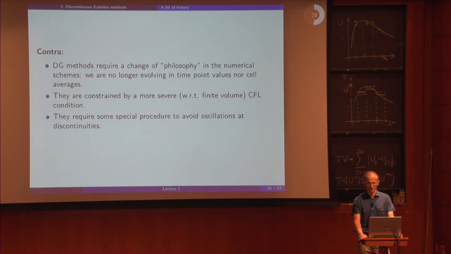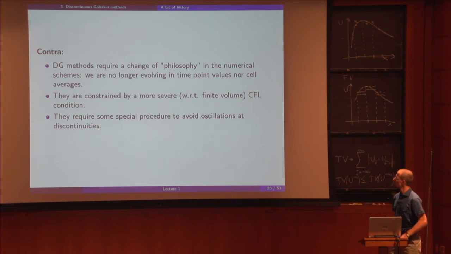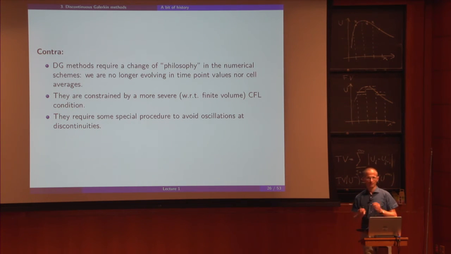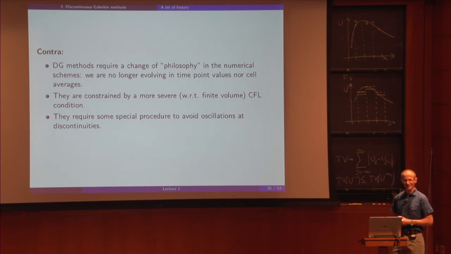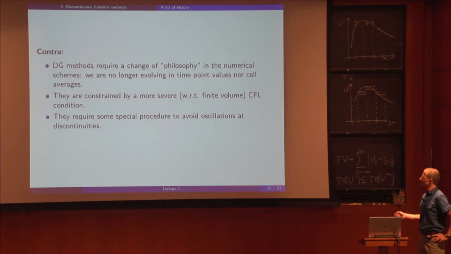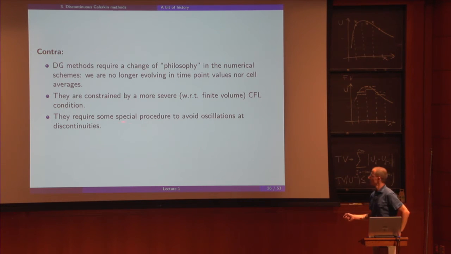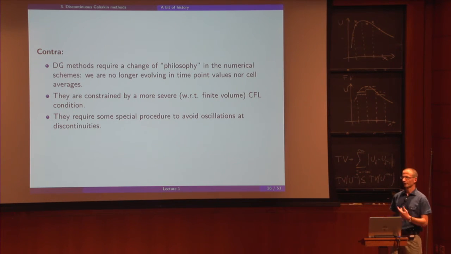There are also some drawbacks. It's not only positive things. So first of all, they require a change of philosophy. You have a quite different code in front of you. You're not evolving in time point values or cell averages. You have these polynomials to take care of. All right. Then second, they are constrained by a more severe CFL condition, and we will see it in a while. And the third one, this is maybe the most serious one: they require some special procedure to avoid oscillations.